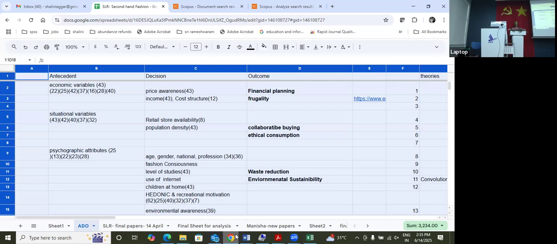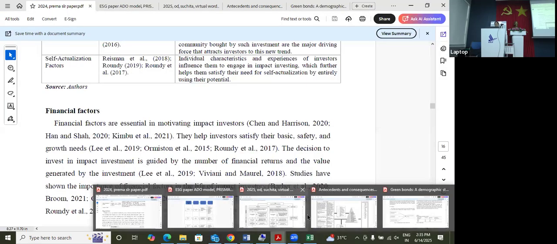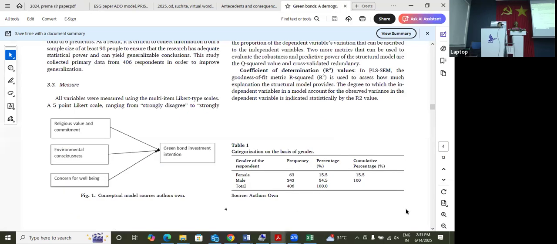Like the previous framework, I have to come up with. The previous paper will have variables like this. Please understand, this is one paper I'm talking about. Let me show you this. Let's say you are working on green bonds. These are the factors. So you will find things like these in the previous papers.